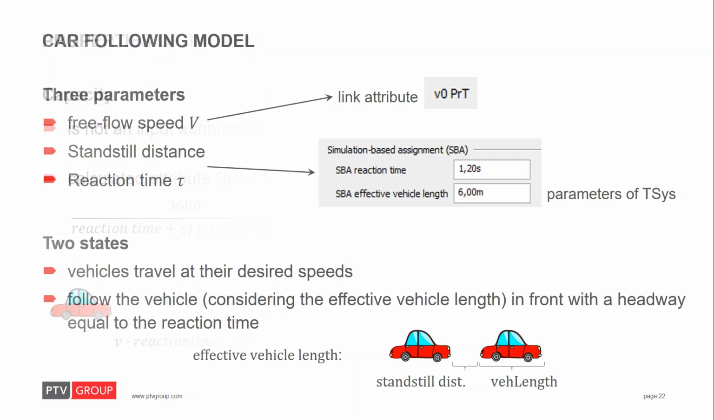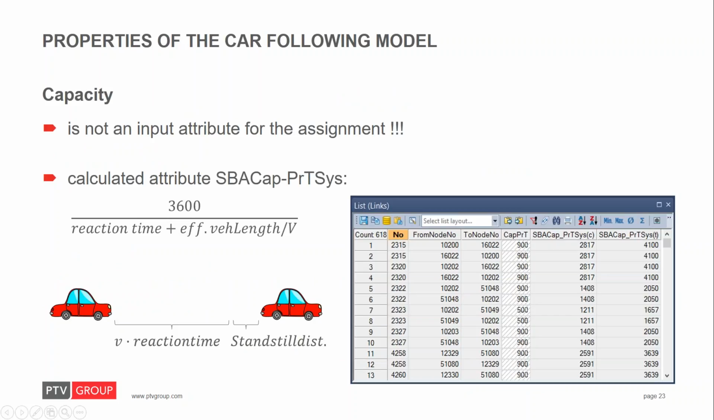So because in SBA a simulation is used, the capacity is not an input attribute, but can be calculated from parameters of the following model. So more precisely, using the effective vehicle length, the reaction time, and the free flow speed, the capacity of a link is calculated and is displayed as a calculated attribute in, for example, link listings.